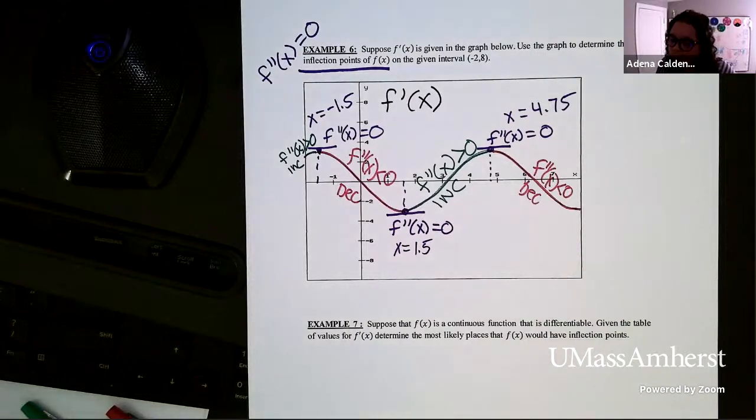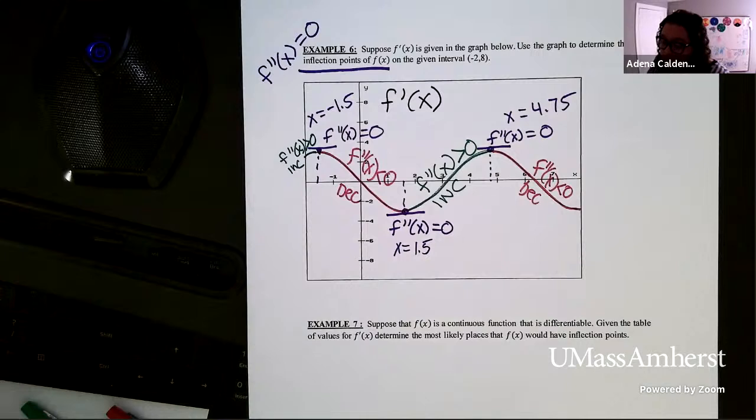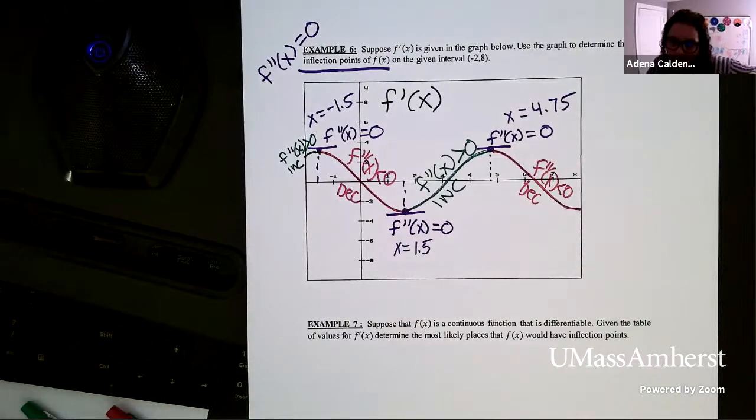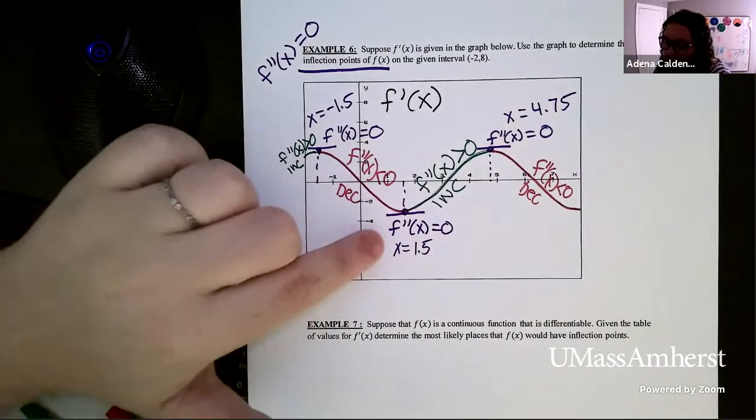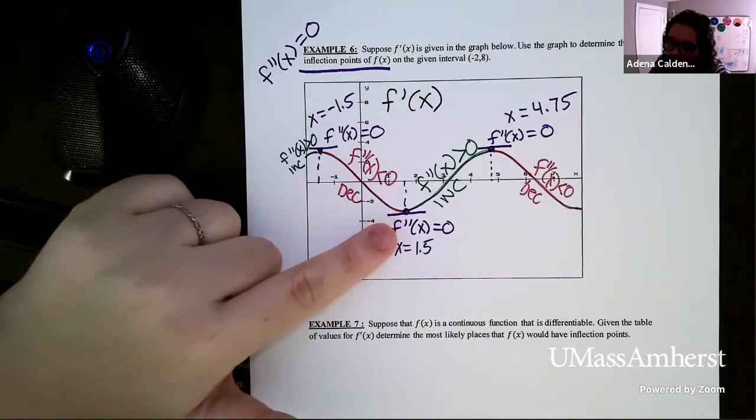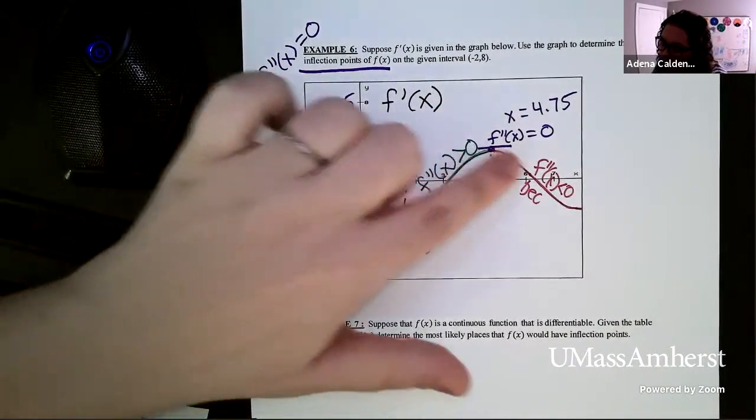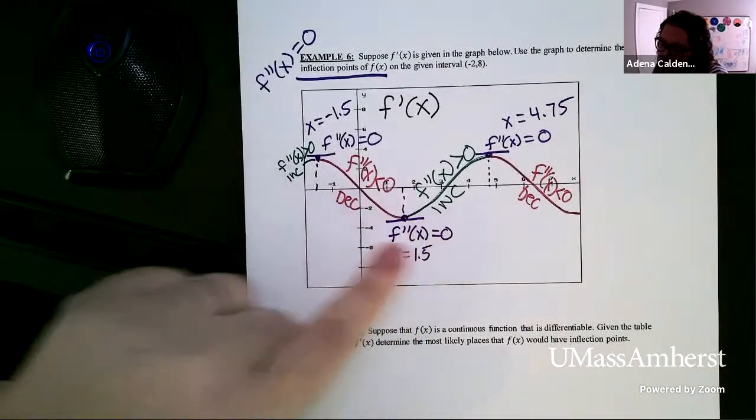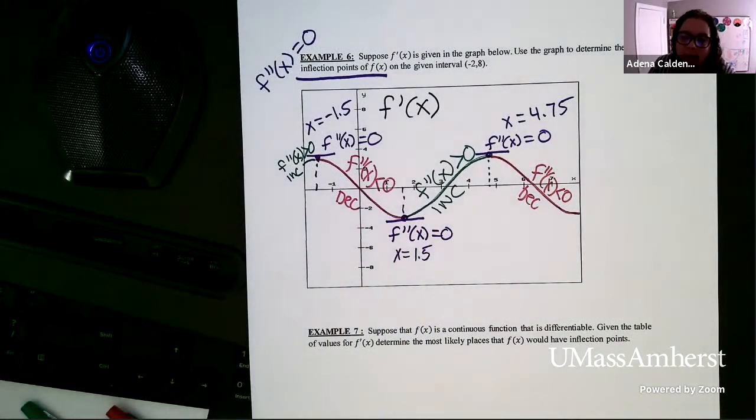So again, what did we look for here? We're interested in where the first derivative equals 0, or where the first derivative has a horizontal tangent line, I should say, because that's where the second derivative equals 0. But we're also interested in where the first derivative is increasing and decreasing to ensure that we actually change signs in the second derivative. Okay.